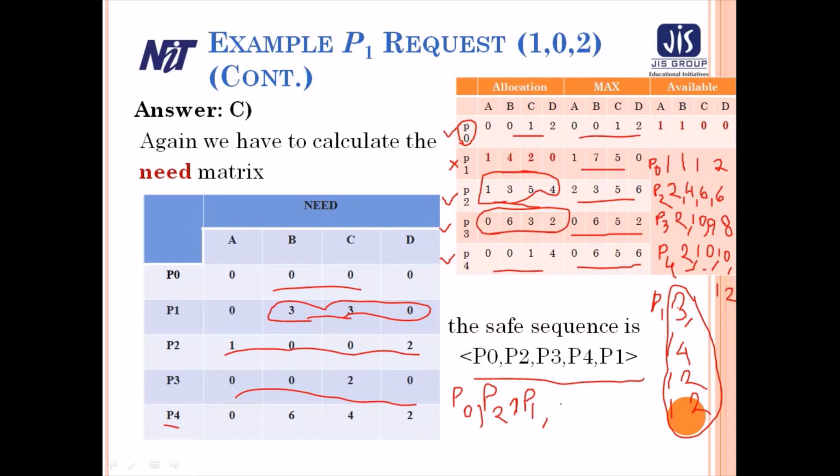Then P3 and P4. So if in a question they want multiple safe sequences, we can give another solution also. If we run our processes in this sequence, we get a safe sequence as well. So the answer for the third is yes, we can grant the request for P1.